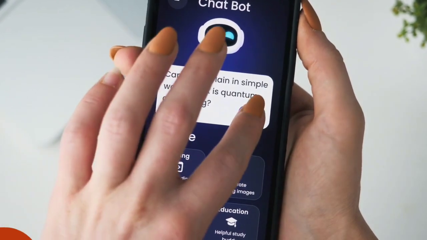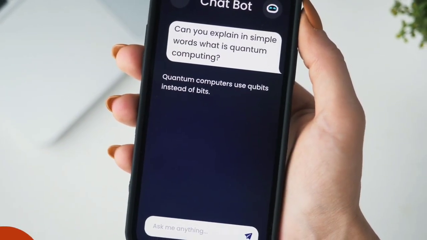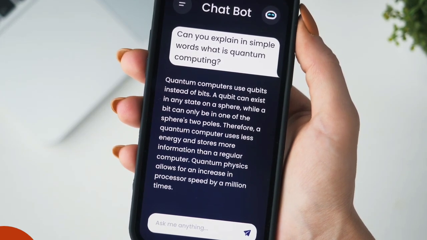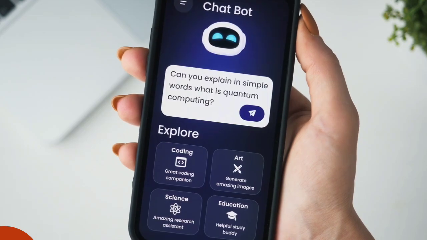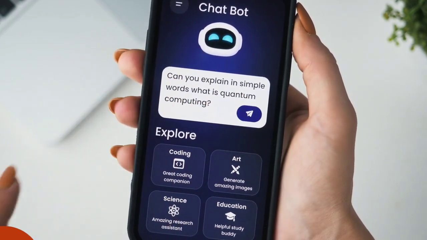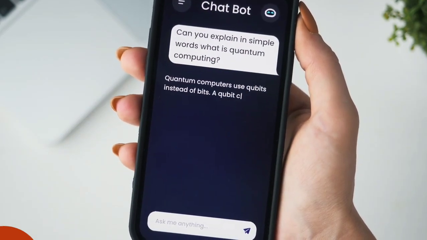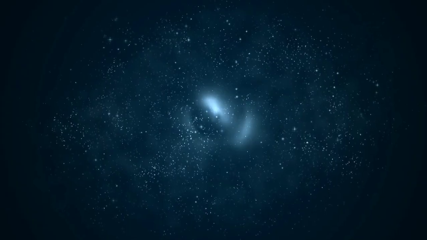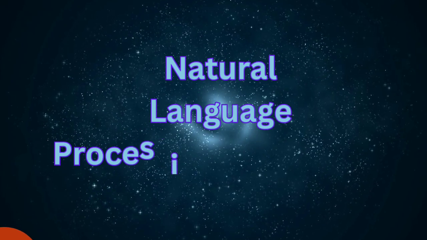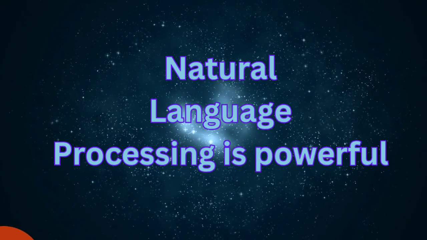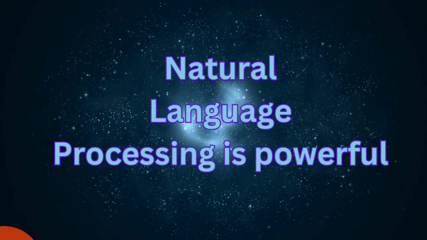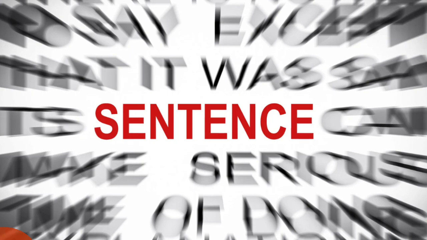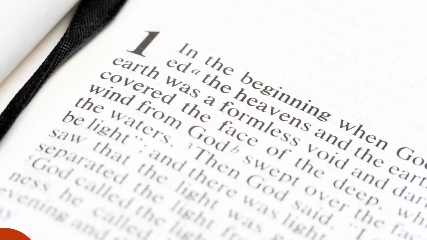Tokenization is one of the fundamental steps in natural language processing, NLP, that involves breaking down a given text into smaller units called tokens. These tokens can be words, sentences, or even subwords, depending on the level of granularity required for analysis. For example, in word tokenization, the sentence "Natural language processing is powerful" would be split into natural, language, processing, is, powerful. In sentence tokenization, a paragraph is divided into individual sentences.